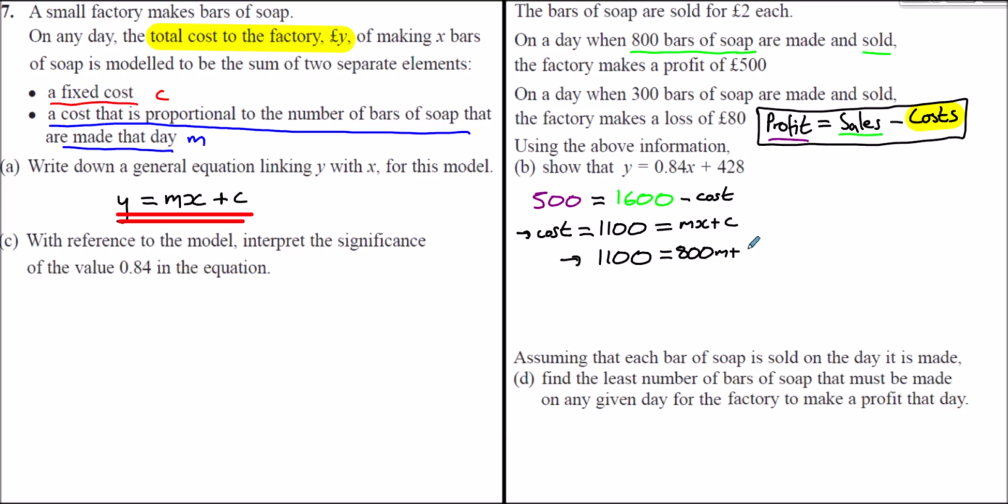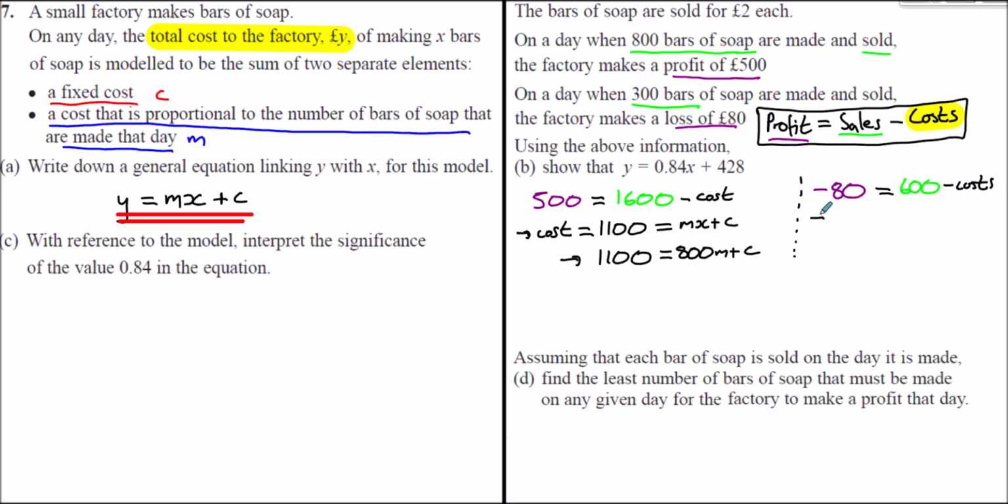The other day, we've got where 300 bars of soap were sold. And at that particular time, they make a loss of £80. So whereas before it was a profit of 500, on the other day they make a loss of 80. So the other equation, we're going to get two equations to solve simultaneously, essentially. We get minus 80 equals, for sales on that day, 300 bars times £2 each, that's £600, minus, of course, costs to the factory.